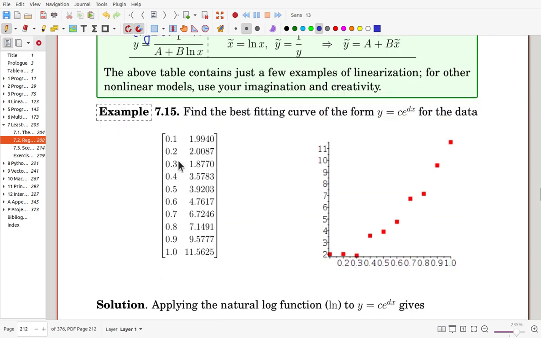Okay, here, these are data points, and we want to find the best fitting curve of the form, this exponential function, for the data. If we make a scatter plot, it is given in this way. It looks like an exponential curve, or it could be a quadratic curve. But anyway, in this example, we decide to find the best fitting curve of this form.